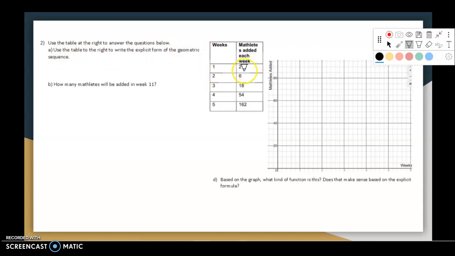So in week 1, there's 2 mathletes. Week 2, there's 6. Week 3, there's 18. Week 4, there's 54. Week 5, there's 162. All right, so let's see. It's geometric. So if I divide the one after by the one before, it should give me the common ratio.